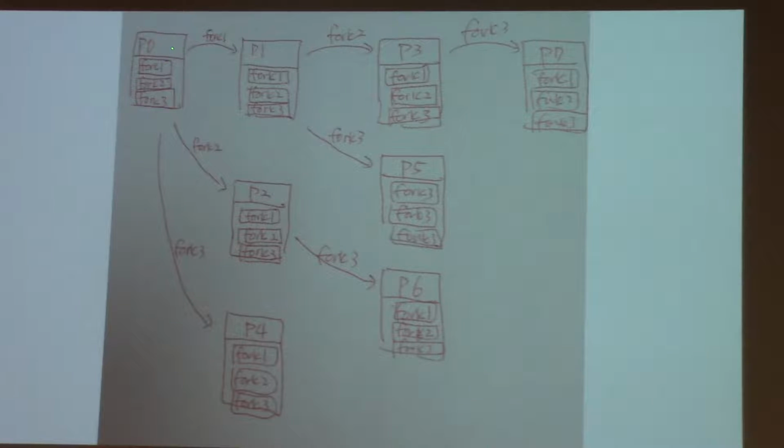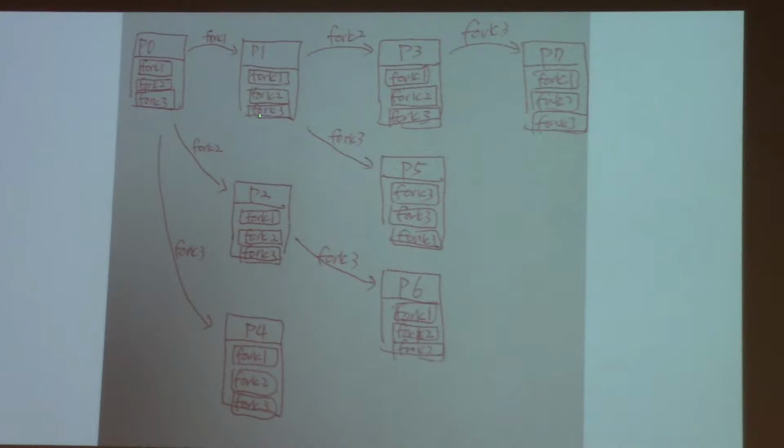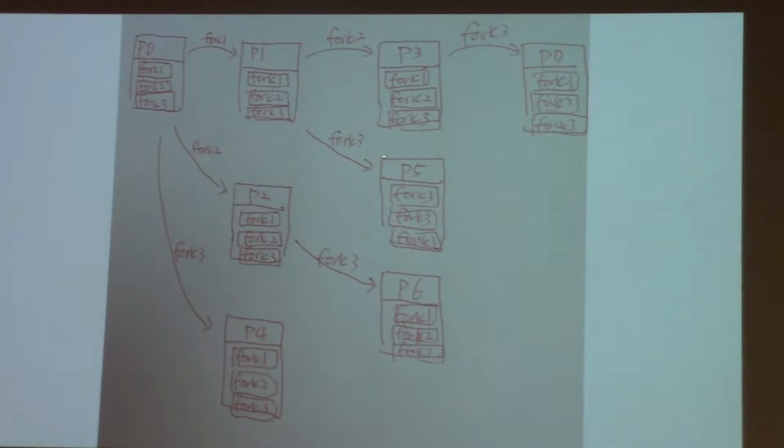So process 0 will proceed to the next instruction, fork 2. By the second fork, process 2 will be created. At the same time, P1 is proceeding to the next instruction, so this will be executed by fork 2 of P1. P3 will be created. At this moment, there are 4 processes. 4 processes are running concurrently, and P0 will proceed to the next one, fork 3. By fork 3 of P0, P4 will be created.